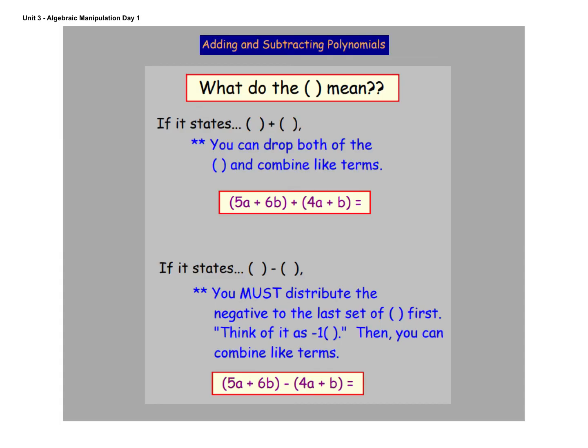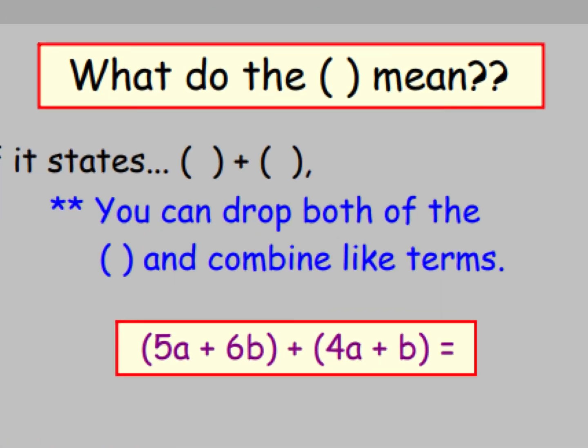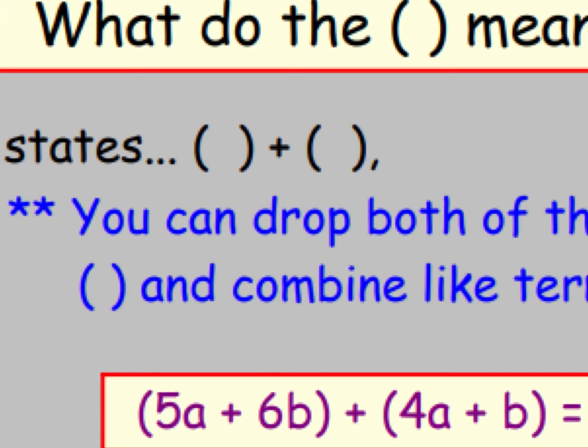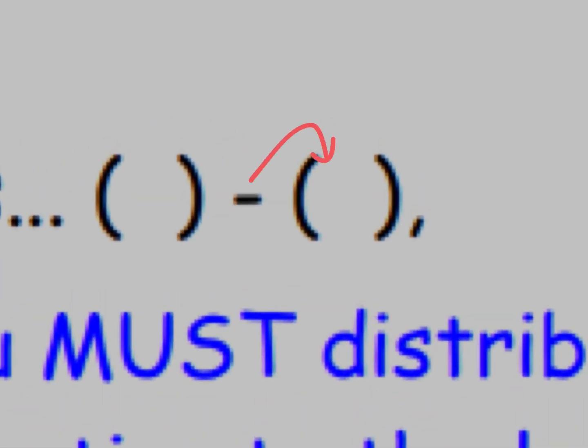Okay, so what do they mean? If you've got two sets of parentheses and the only thing between them is a plus, you can drop the parentheses. It's like they're not even there. But if you've got a minus, you got to distribute that negative in. Do you guys remember that? You ring a bell? You remember that?